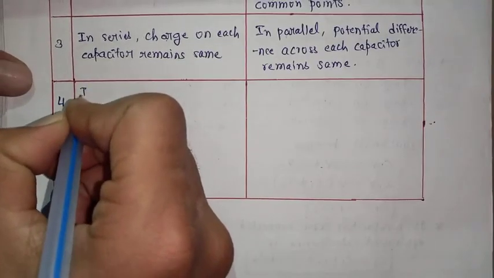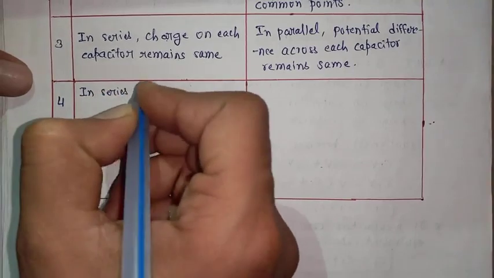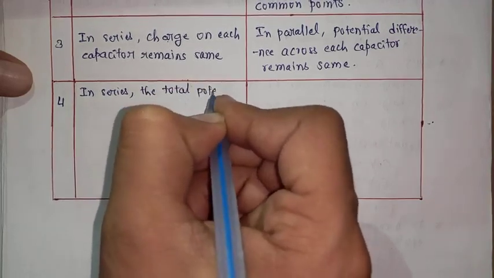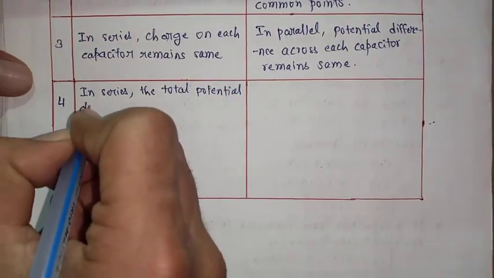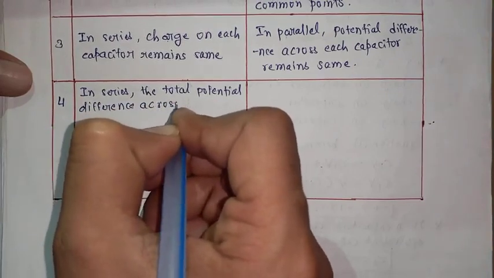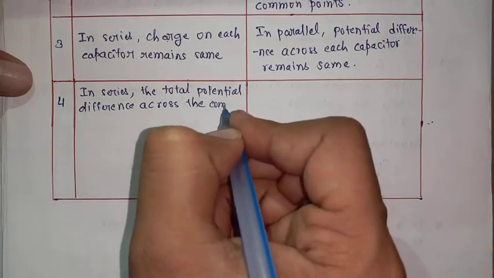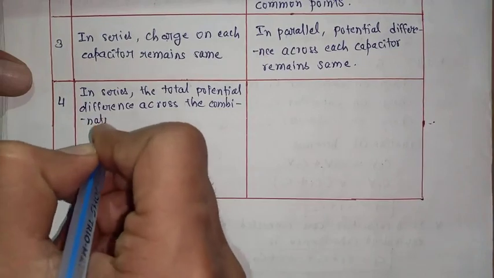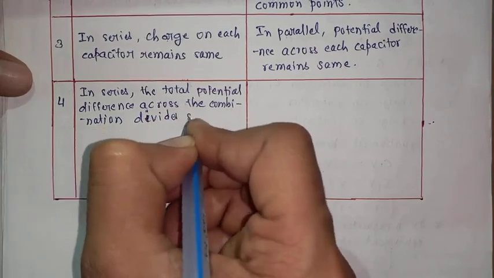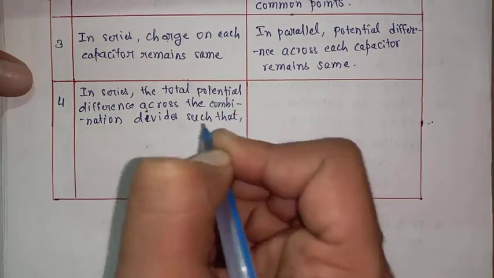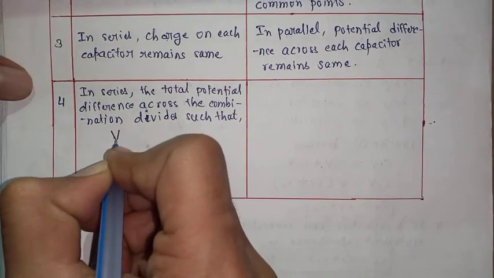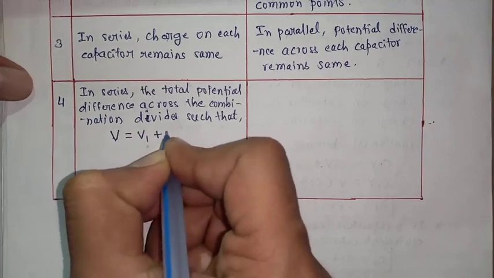In series, the total potential difference across the combination divides such that V is equal to V1 plus V2.